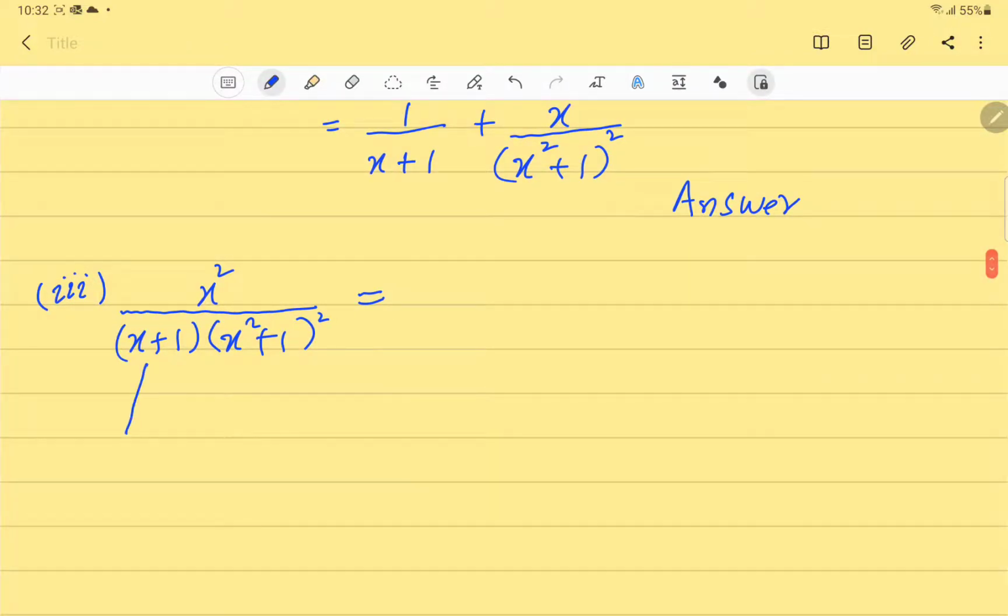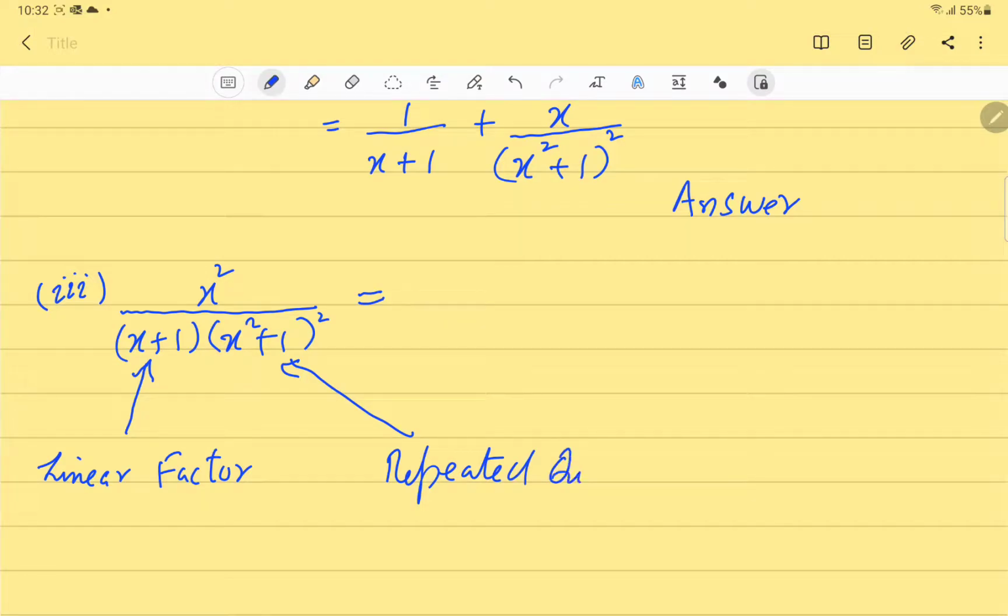Let us identify the factors first. This is linear factor, and this one is repeated quadratic factor. Why we call it quadratic? Because the maximum power of x in this expression is 2. And why we call it repeated? Because the whole expression has power also, which is 2 outside the bracket, this one.